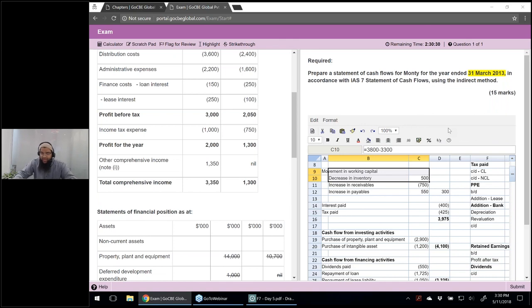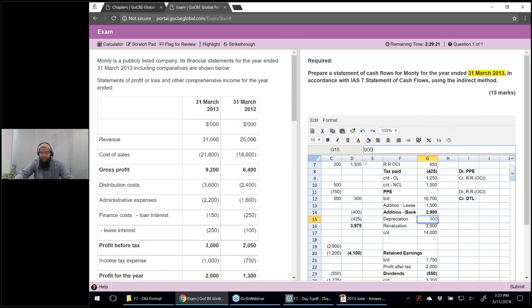Okay, yes, the mistake has been found: this depreciation is actually negative 900. So if we make this negative 900, this is actually reducing the asset. So 10,700 plus 1500 plus 2000 minus 900. And now we are going to check the balancing figure again.